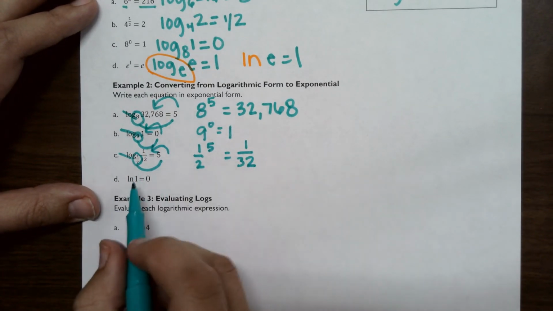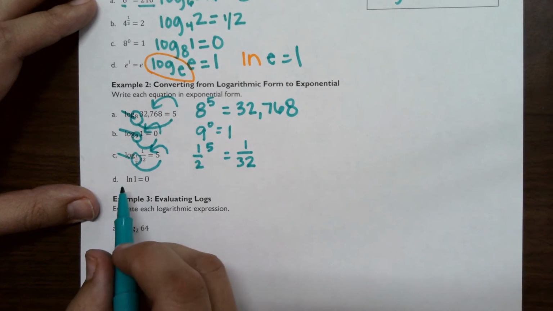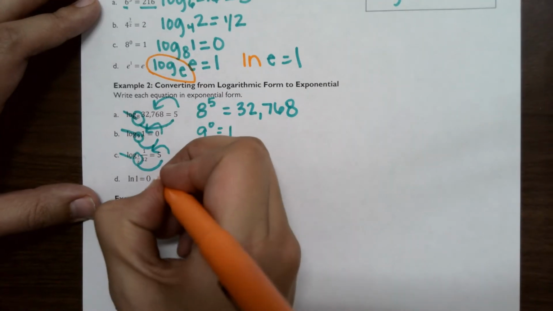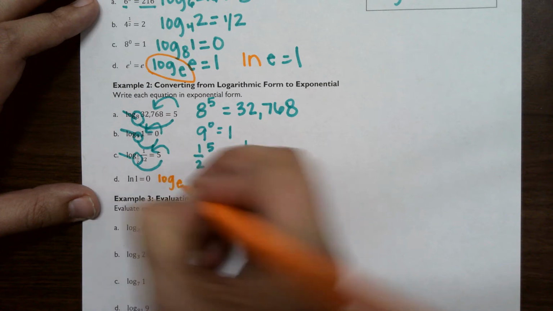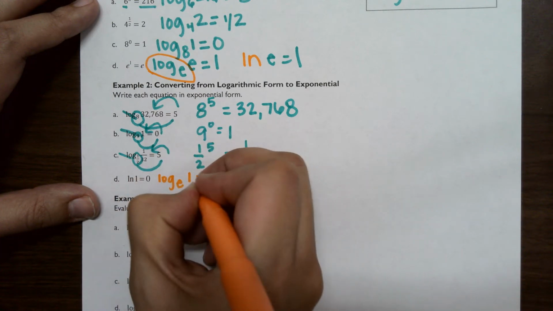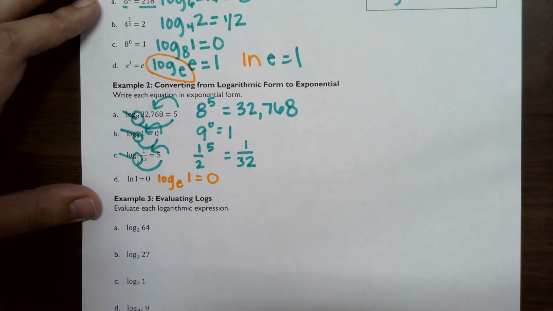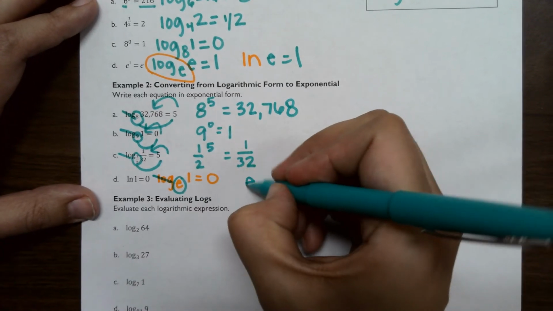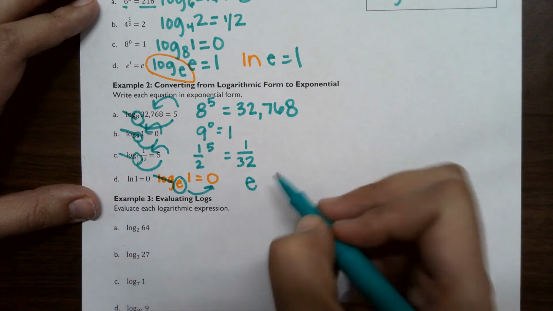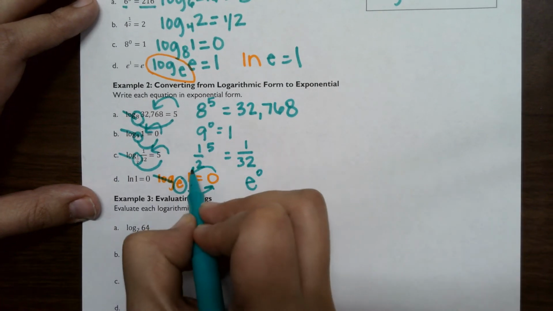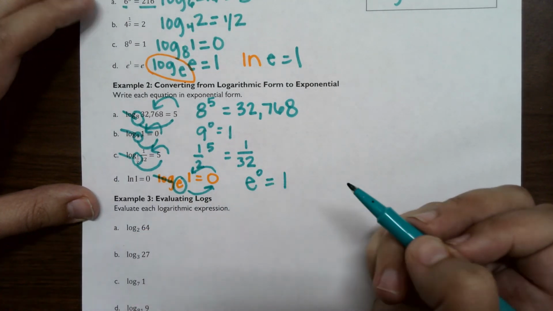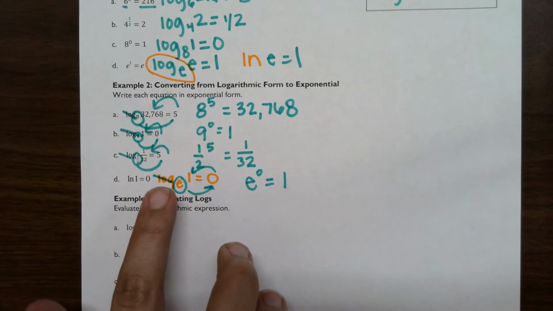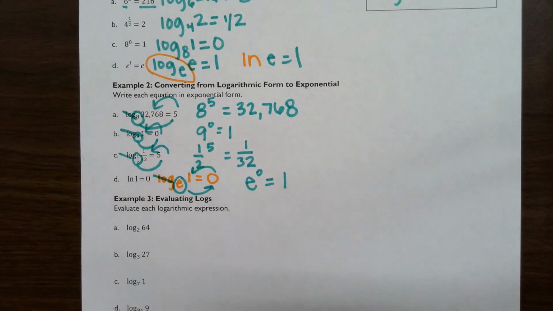1/32. And in part D, you would have to know, okay, they didn't write a base. Well, ln is the same thing as log base e. So if I write that out, then I can now get rid of my log. e is the base, exponent is 0, and it equals 1. So natural log ln is the same thing as log with the base e.